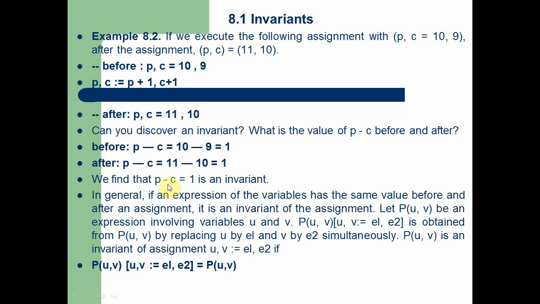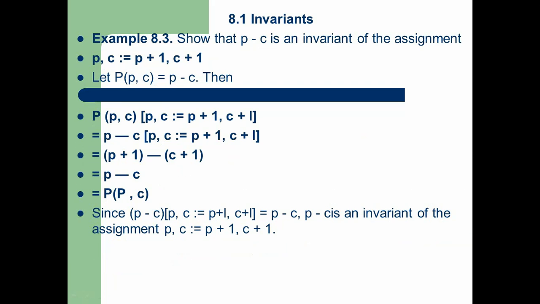So here p minus c is equal to 1 is an invariant, because before and after executing this statement, the value remains constant in this expression, that is p minus c. That's why we call it an invariant. So the next thing which we are going to discuss is invariants with some examples.